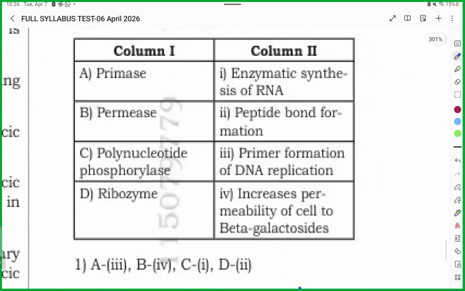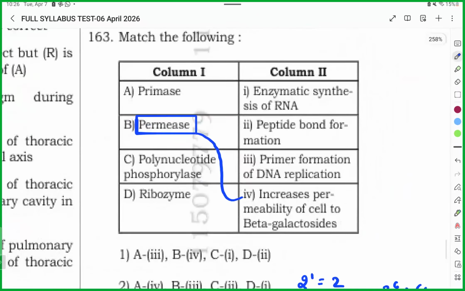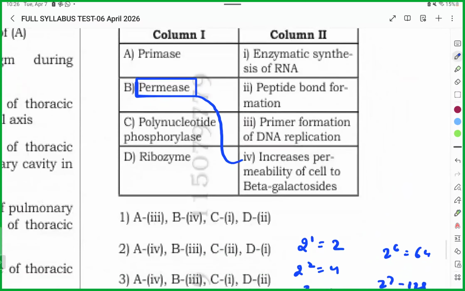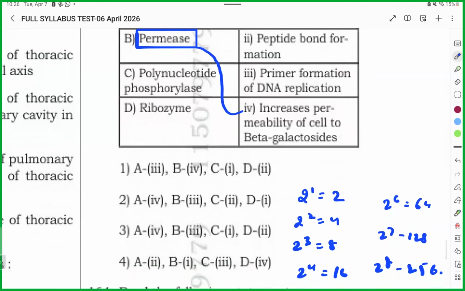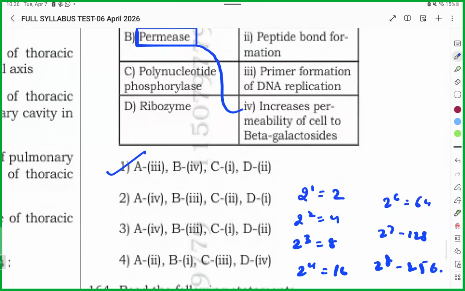What is the role of the permease enzyme? We did this from left of the. Any doubt, Sarah? Permease means permission. It will increase the permeability of the cell to the beta galactosidase. So B will be 4. B4, there is only one option.